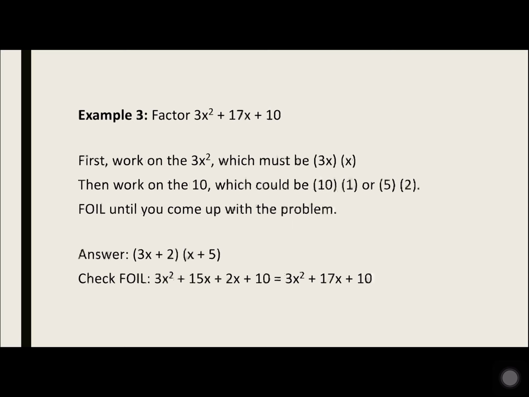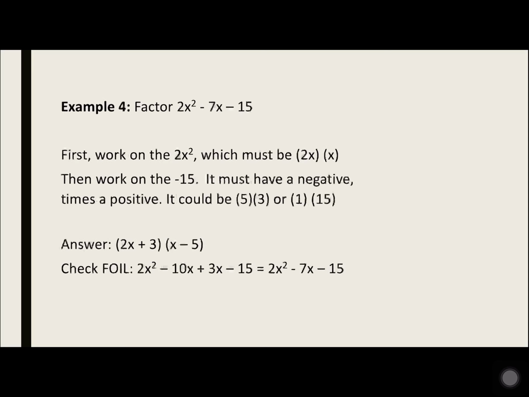Let's check. 3x times x, 3x squared. Outside, 3x times 5, 15x. Inside, 2 times x, 2x. Last, 2 times 5 is 10. So add our like terms, 15x plus 2x equals 17x. So 3x squared plus 17x plus 10 is correct.